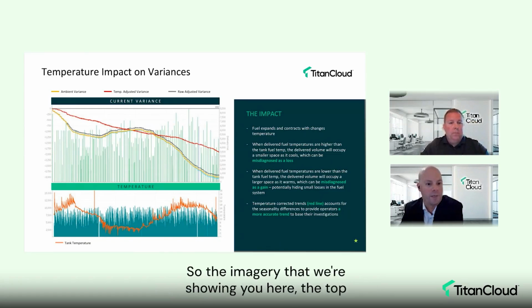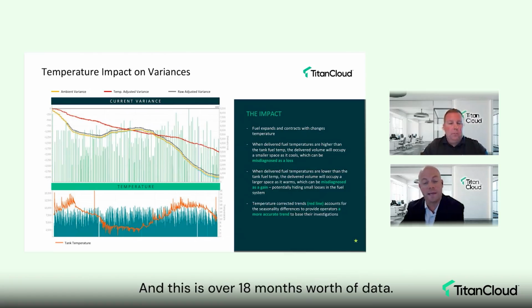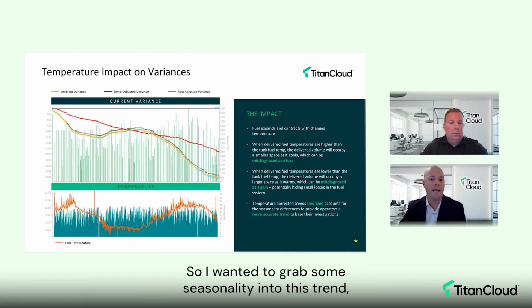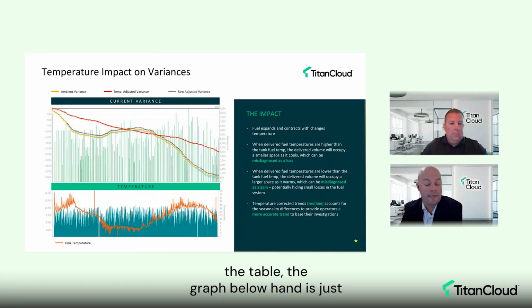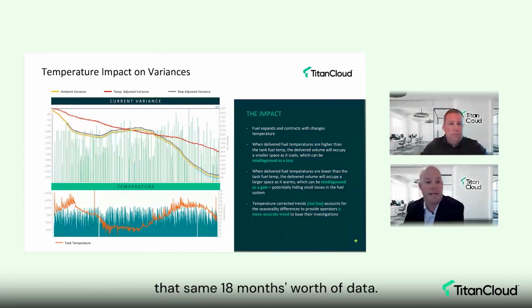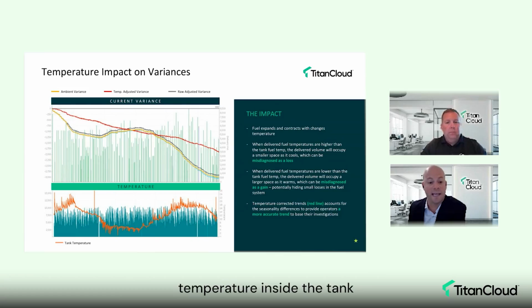So the imagery that we're showing you here, the top image is just, again, plotting the variance over time, and this is over 18 months' worth of data. I wanted to capture some seasonality in this trend, and this is actually taken from a site up in Scandinavia. The graph below is just that same 18 months' worth of data, but I'll get you to focus on that orange line, which is temperature inside the tank as it's moving through the season.